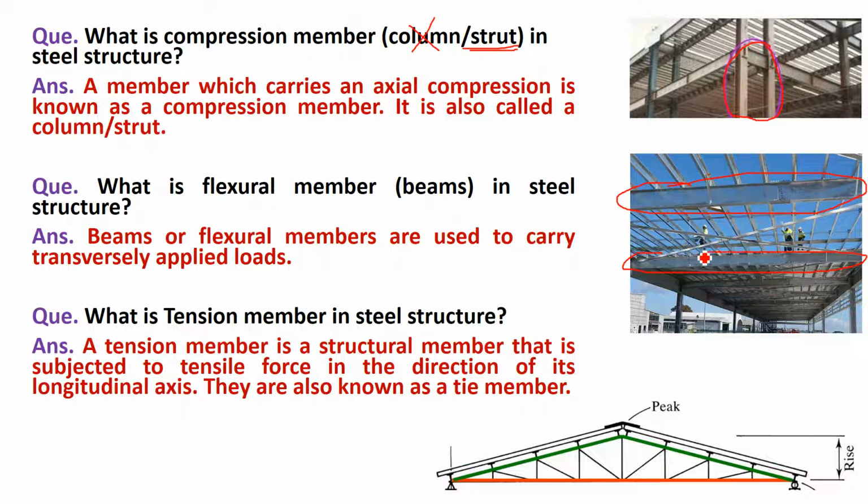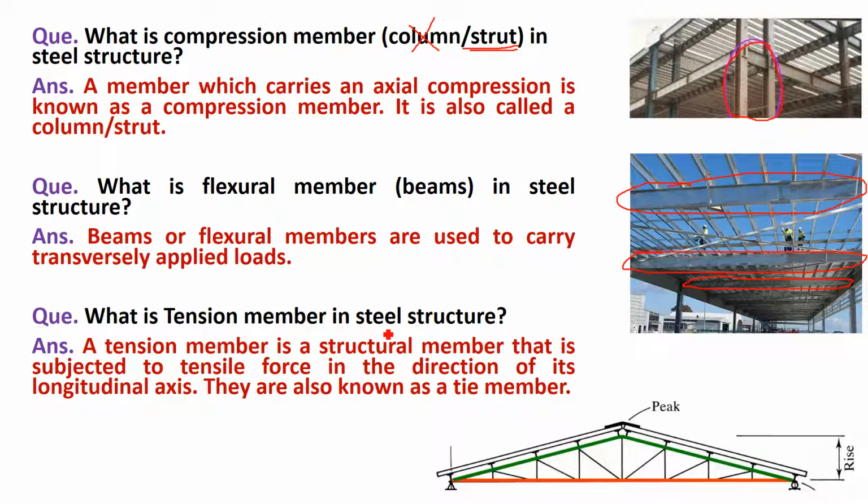These are called beams or flexural members. These are all flexural members which are used to carry the load from secondary beams or roofing material. So beams are flexural members which are used to carry transversely applied load.